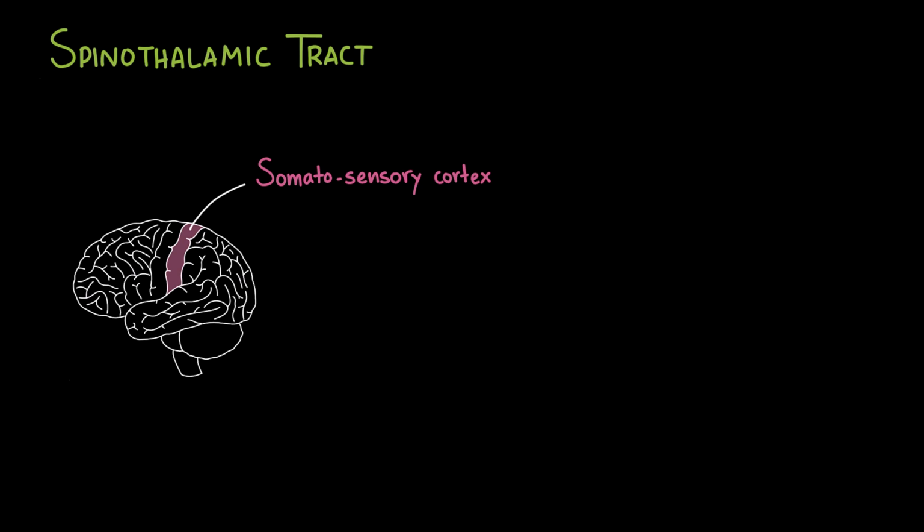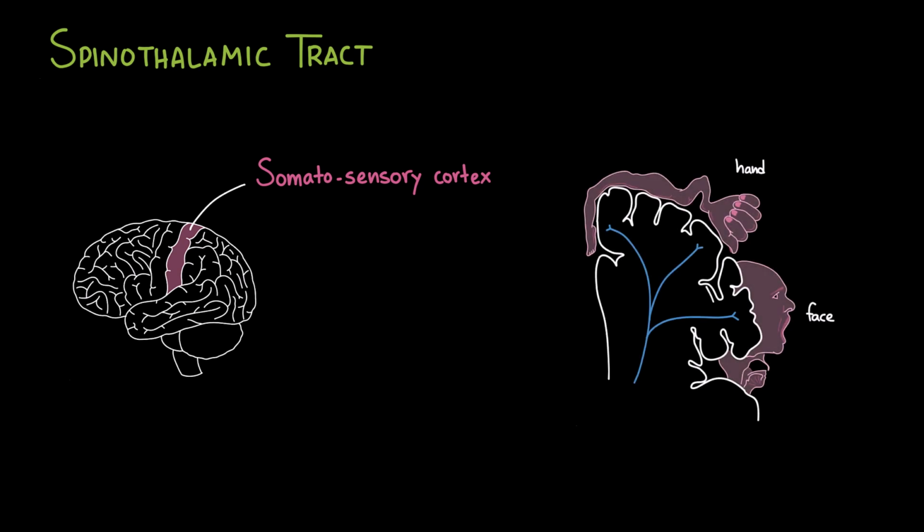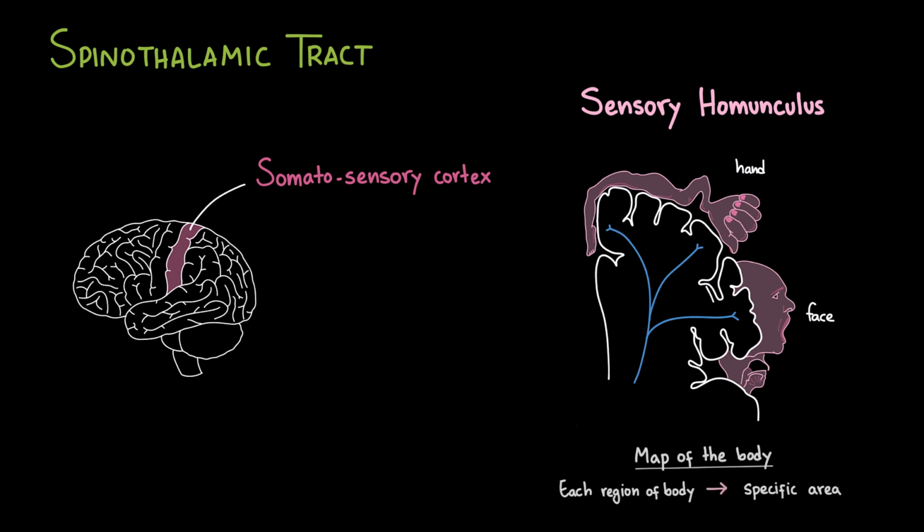But here's something really fascinating. The somatosensory cortex isn't organized randomly. Instead, it's arranged like a map of your body, known as the sensory homunculus. Homunculus actually means little man. And if you could draw this map, it would look like a tiny distorted human figure stretched across the surface of the cortex. Each region of the body corresponds to a specific area on the somatosensory cortex.